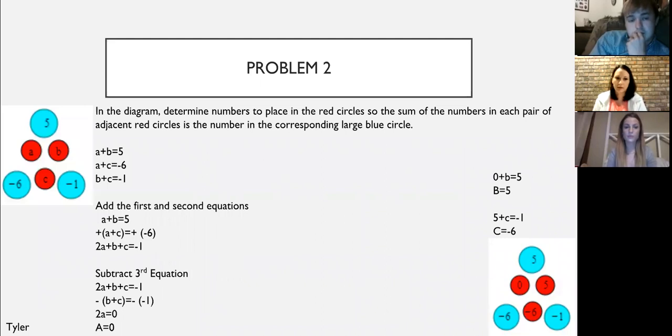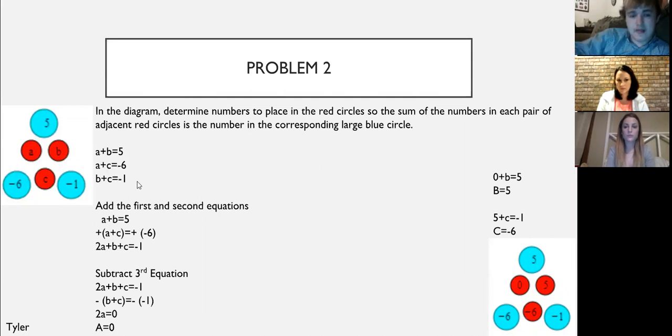All right, Tyler, in the diagram, determine numbers to place in the red circles. So the sum of the numbers in each pair of adjacent red circles is the number in the corresponding large blue circle. So in this problem, basically what we're trying to do is determine the red circles by making equations for the blue ones. So for instance, A and B will equal the 5. So A plus B equals 5. A plus C equals -6. B plus C equals -1.